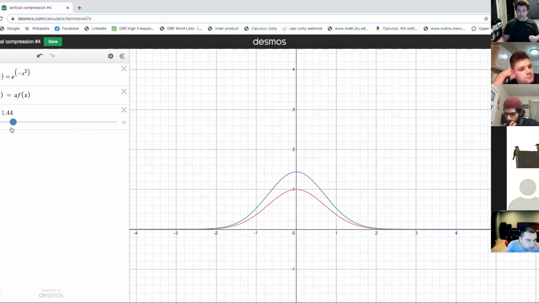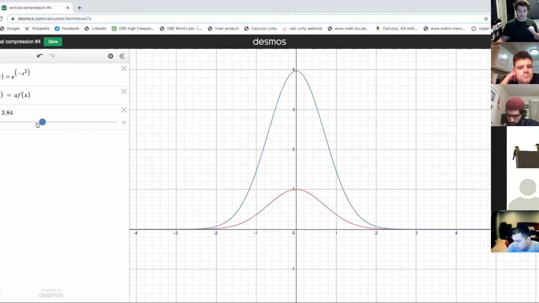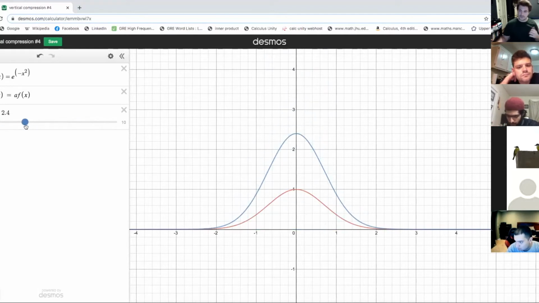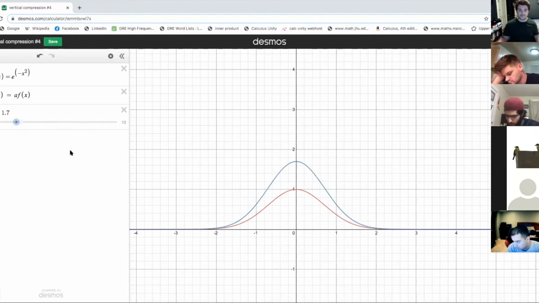And if I make a to be between 0 and 1, it will be a compression. It will get smaller vertically. Let me just do that. Yeah, so see how it's getting compressed. So that's something cool, and it's just evidence that this actually does vertically stretch or compress.